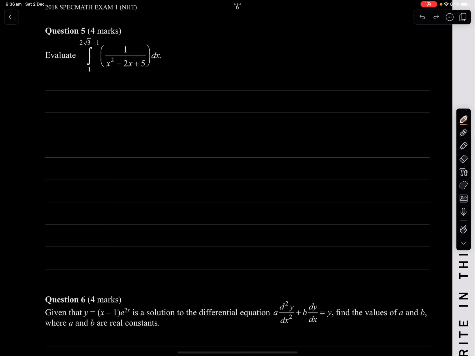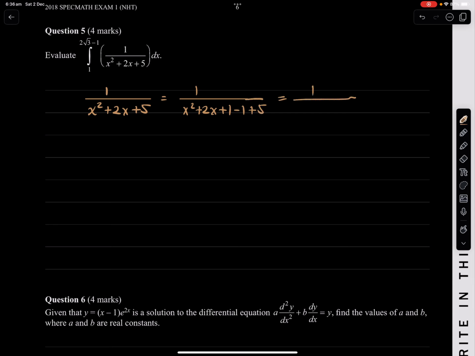So 1 over x squared plus 2x plus 5 is just going to be equal to x squared plus 2x plus 1 minus 1 plus 5. So that this part over here is now a beautiful perfect square, which is just x plus 1 squared. And this one here is going to be plus 4. So it can pretty much be simplified to that. And this is actually much nicer to deal with for integration.